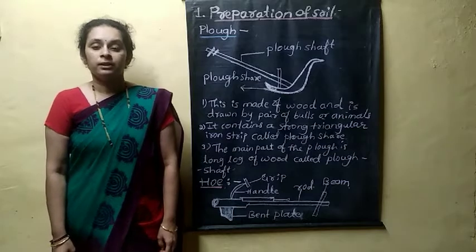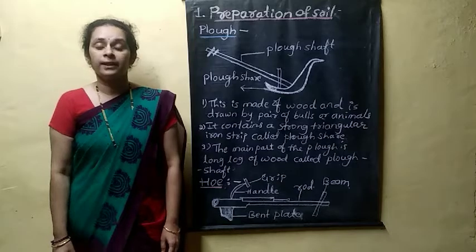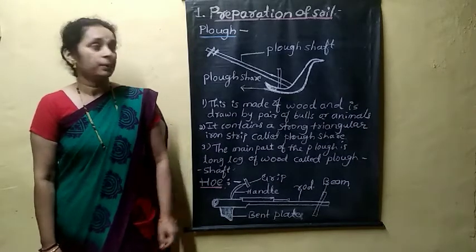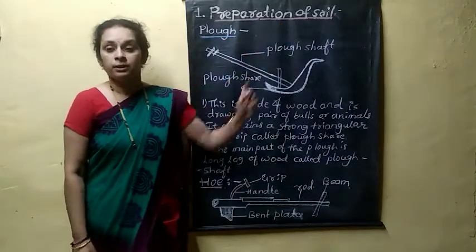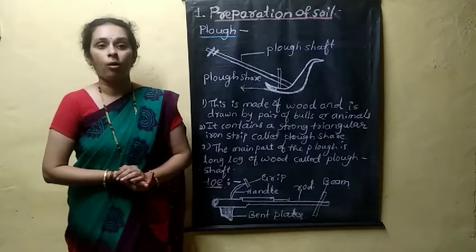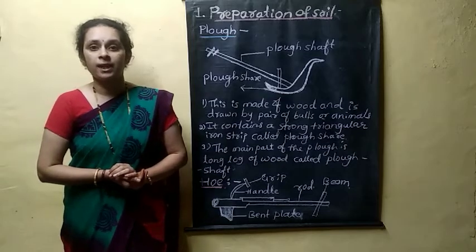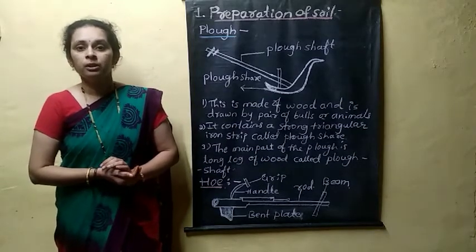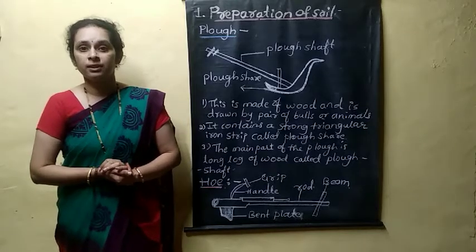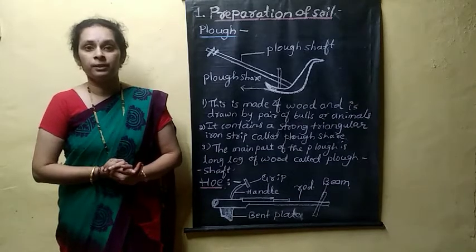In the last class, we studied the steps involved in agricultural practice. The first step is preparation of soil. This involves loosening and turning of soil, which is called plowing. For plowing, wet land is very essential. If the land is dry, plowing cannot be done properly.